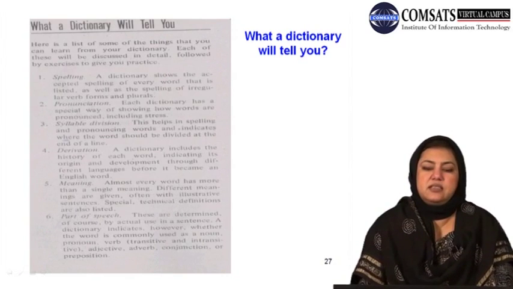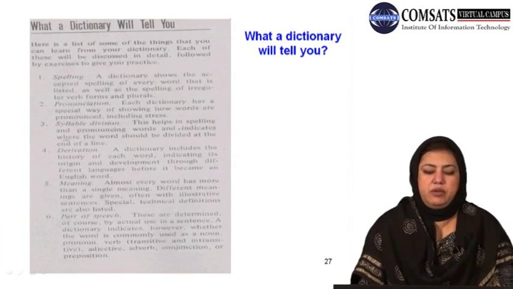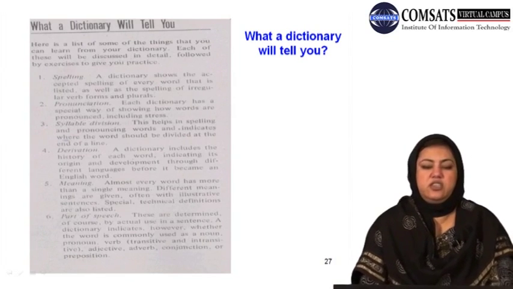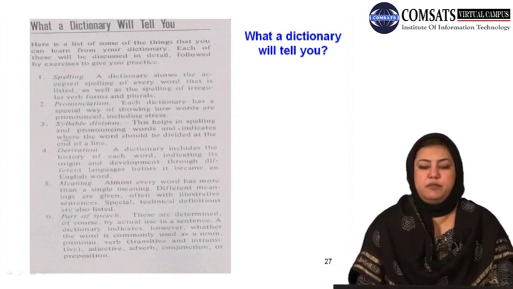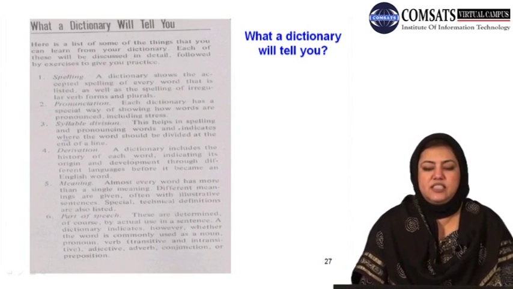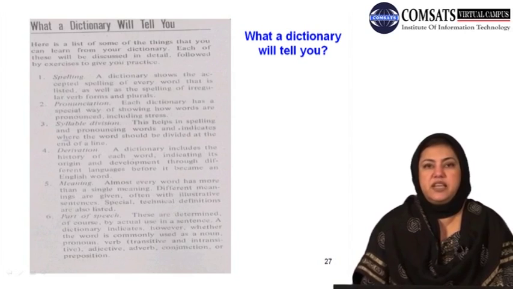Each of these will be discussed in detail as I would go through these, and maybe you can have some exercise related to some of these. Number 1, spelling. A dictionary shows the accepted spelling of every word that is listed, as well as the spelling of irregular verb forms and plurals.